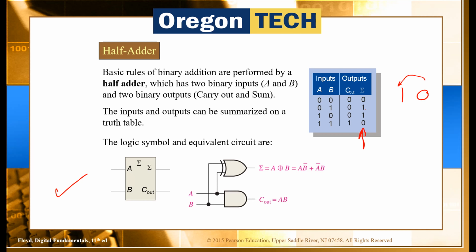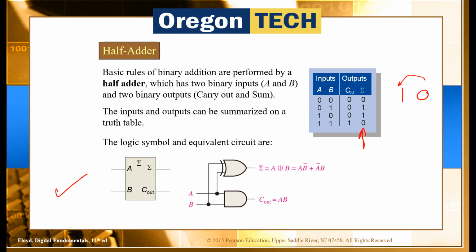What about the C, the carry? The carry is always 0 unless A and B are both 1. And that is the AND gate. AND means A and B must both be high to get a high. So this is an AND gate. So if I have this circuit, I will get an adder. But this is a half adder, not a full adder.